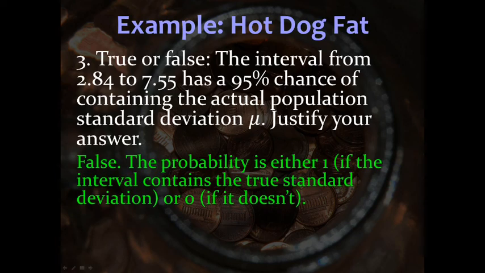Number 3, the interval from 2.84 to 7.55 has a 95% chance of containing the actual population mean mu, and this is false because, again, the probability is either 1 or it is 0.